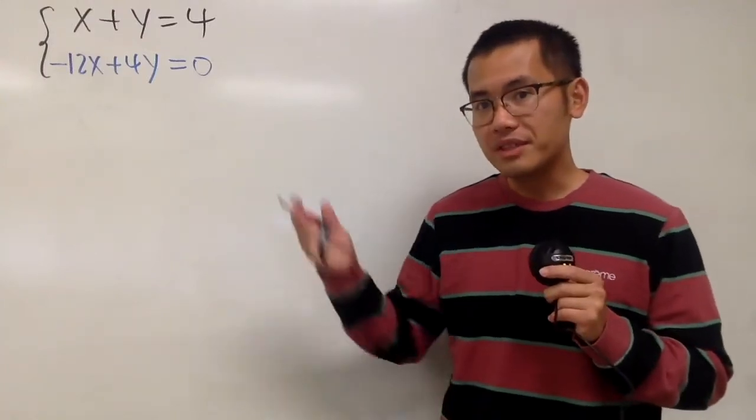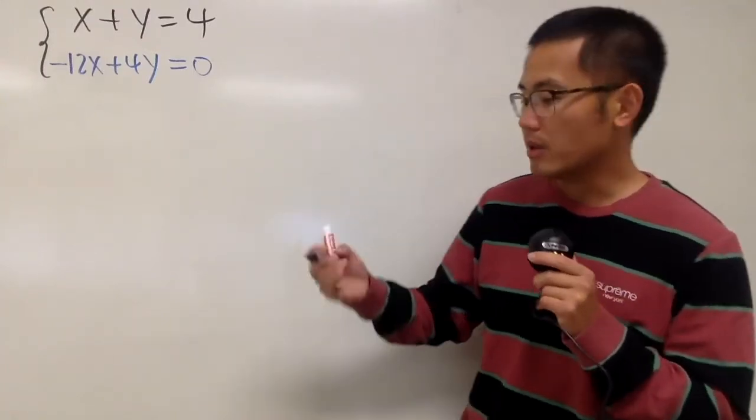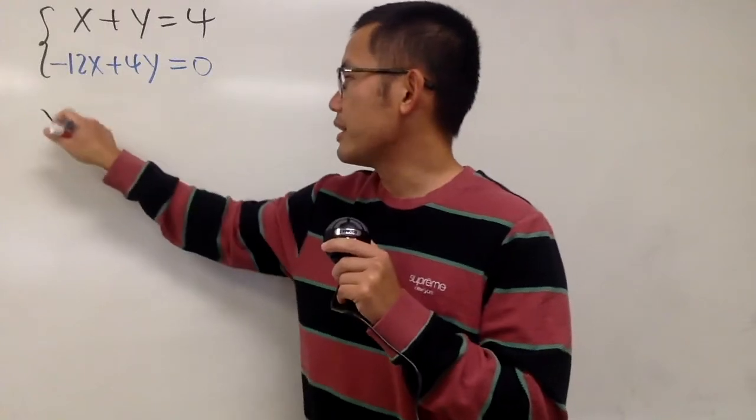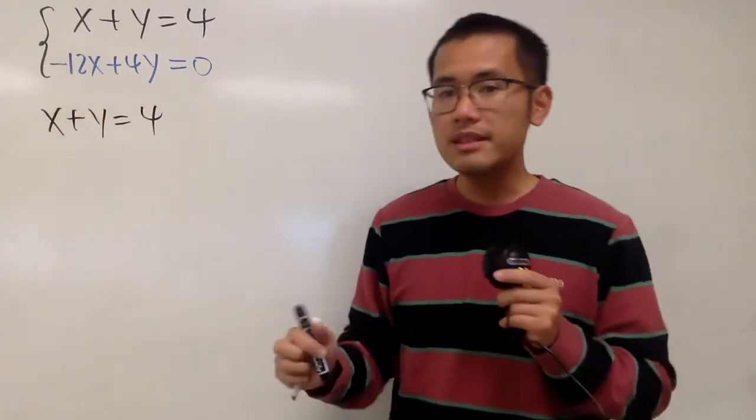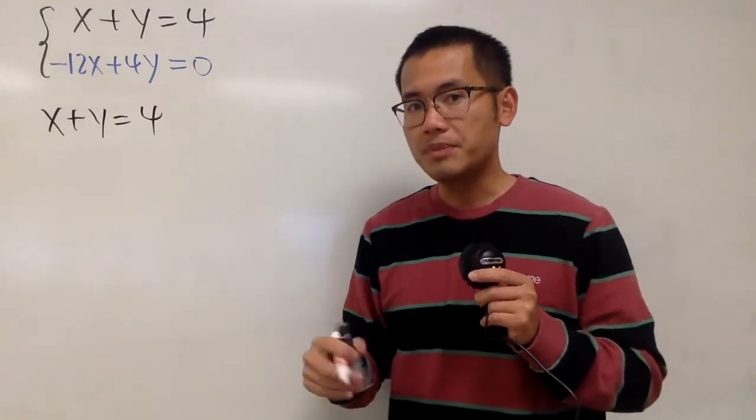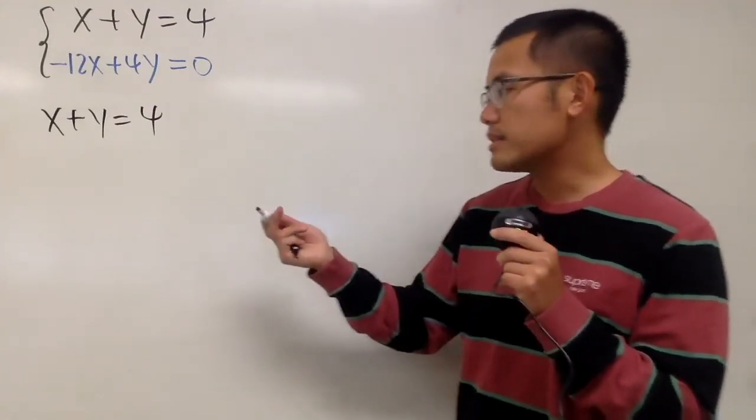Okay, here we are going to solve this system of equations by graphing. So here we go. For the first one, let me just write it down. x plus y is equal to 4. And notice that this right here is not in the y equals mx plus b form, right? Well, this right here is actually not that bad though.